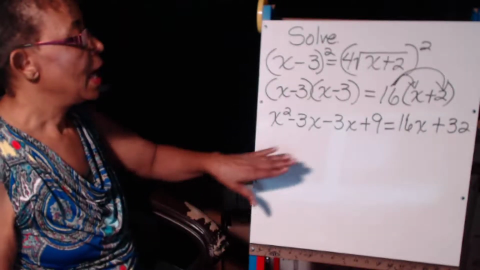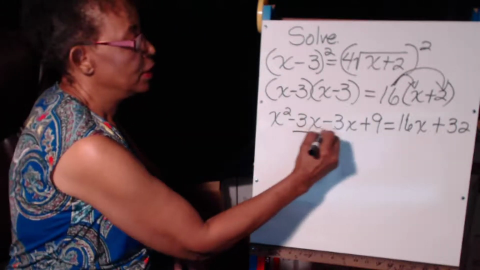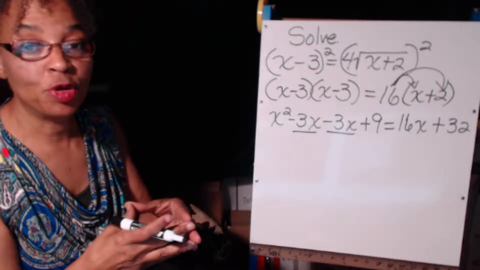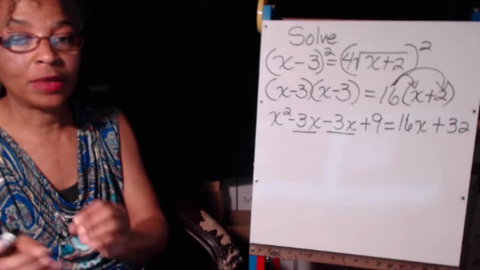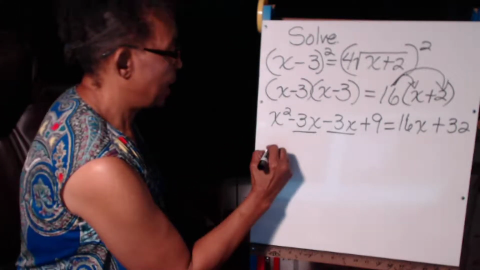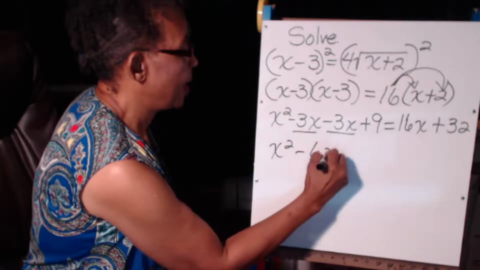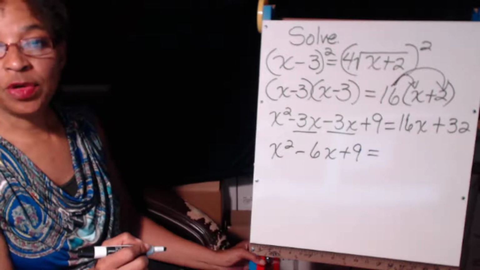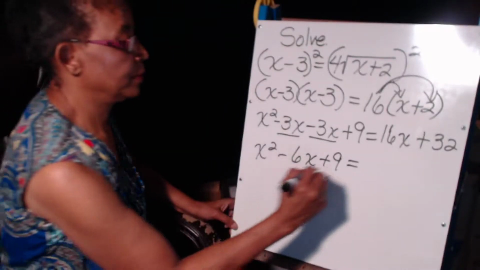Okay, I'm going to combine like terms. The negative 3x terms are alike, so they are like terms. I'm going to combine them. Combine means to add or subtract, whichever is relevant. So that's x squared minus 6x plus 9, and that's going to equal 16x plus 32.